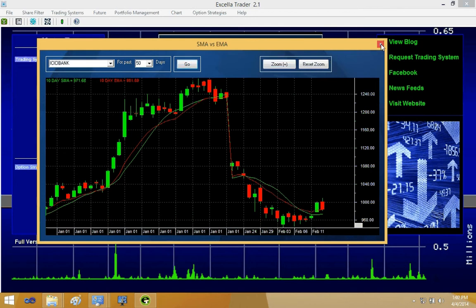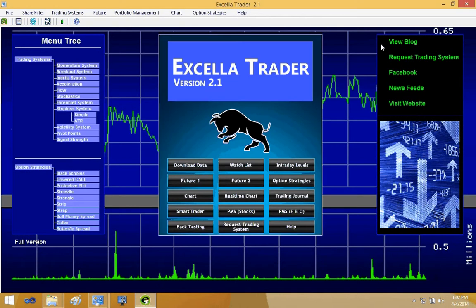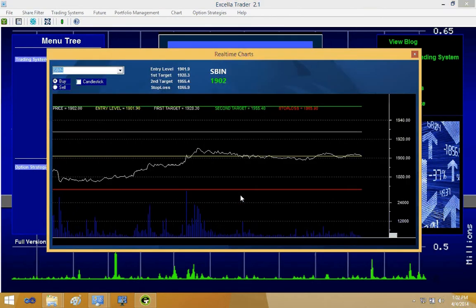There are several charting indicators, whether oscillators, moving averages, or other indicators, all mentioned in the charting section. Excella Trader also has a real-time charting section in which you can find the 1 minute chart. By default it is a line chart. You can make it candlesticks.